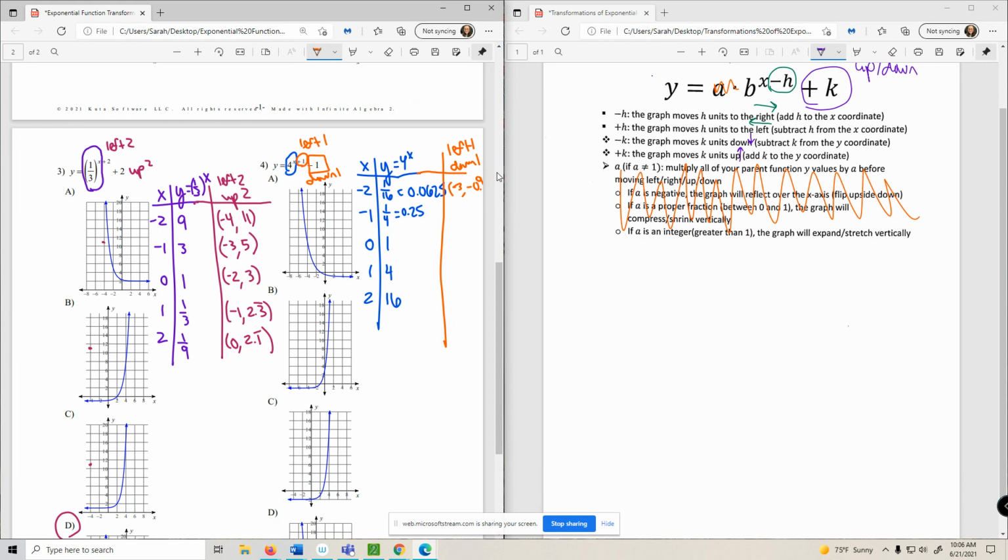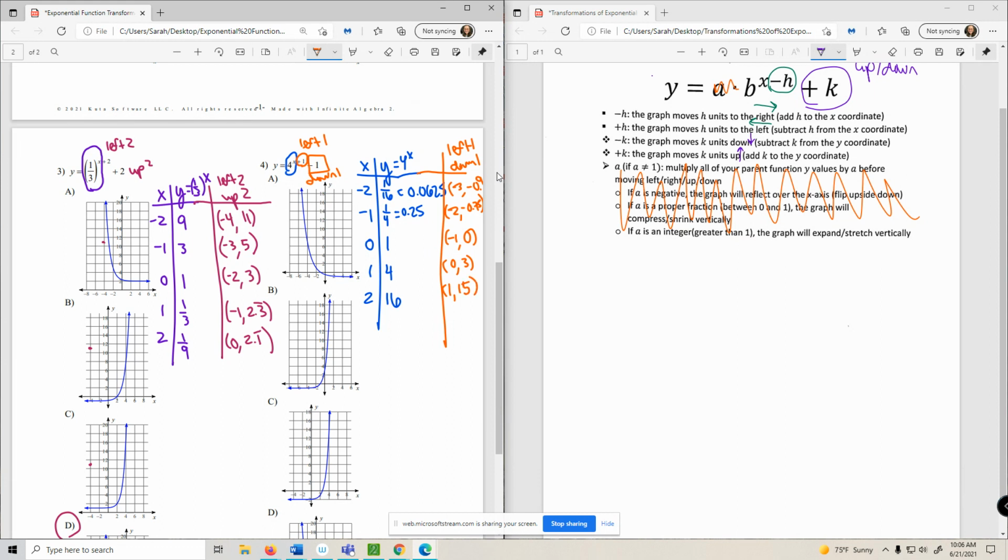So then -1, if I move it to the left 1, it's going to be -2. And if I do 0.25 minus 1, I get -0.75. The rest of them are going to be a little easier since we don't involve fractions or decimals. 0 to the left 1 is -1. 1 minus 1 is 0. 4 minus 1 is 3. 2 to the left 1 is 1. 16 minus 1 is 15.